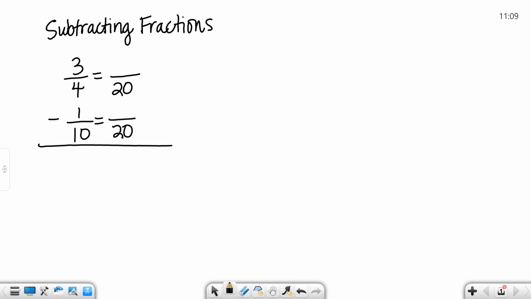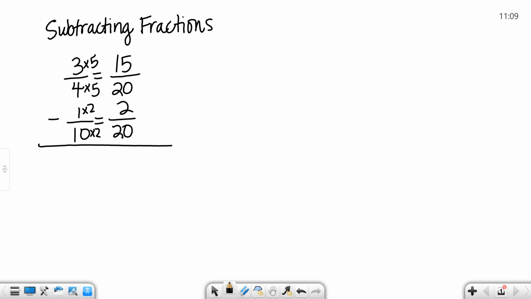Then I ask myself, what would I have to multiply 4 by to get 20? I would have to multiply it by 5. Whatever you do to the bottom of the fraction, you've got to do the same thing to the top. So I'll multiply the top by 5 as well and get 15 over 20. Down here for 1/10, I would have to multiply 10 by 2 to get 20, and whatever I do to the bottom of the fraction, I've got to do it to the top as well. So 1/10 would become 2/20.